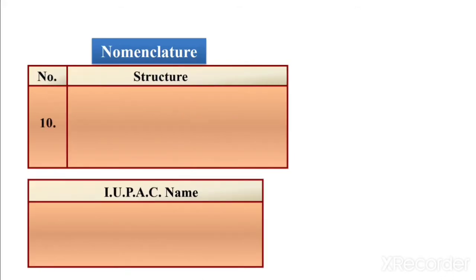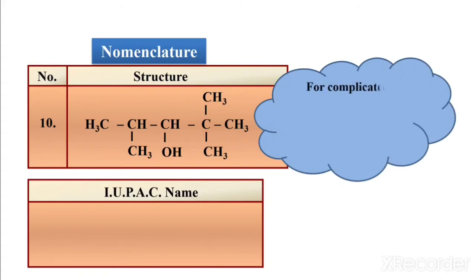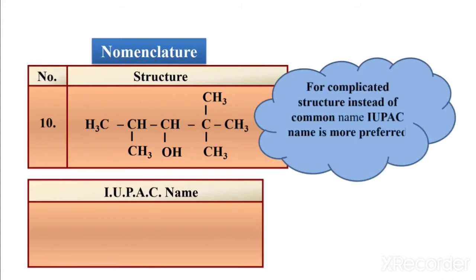Next example: CH3, CH, CH3, CHOH, C, CH3, CH3, CH3. Here it is a complicated molecule. For a complicated structure, instead of the common name we use only the IUPAC name. It is preferred because it does not create any confusion. That's why for a complicated structure we have to use only the IUPAC nomenclature.